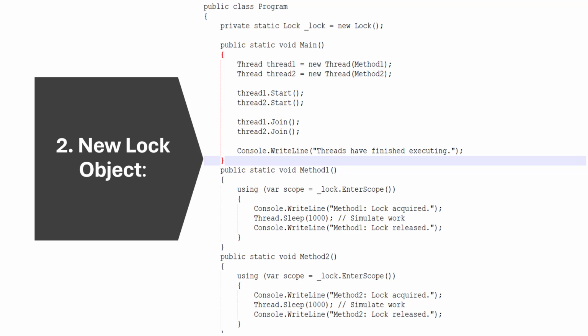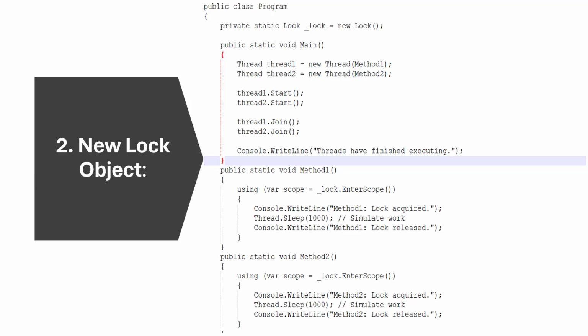The next one is Thread.Sleep with 1000 milliseconds to simulate work inside the critical section. Lock release: I mean to say that the lock is automatically released at the end of the using block.